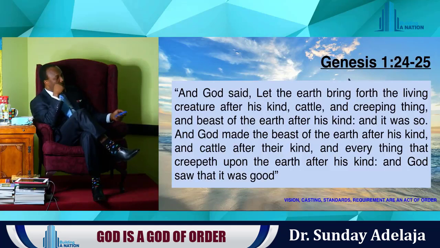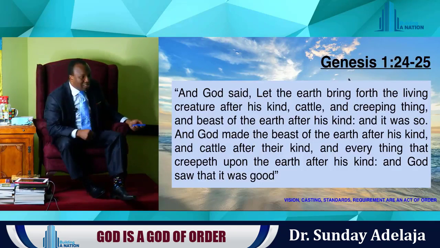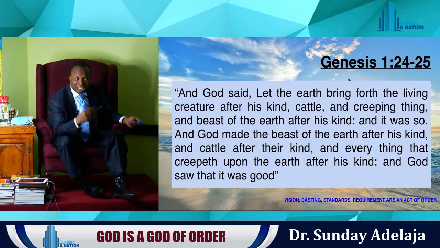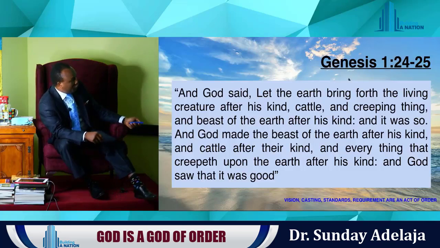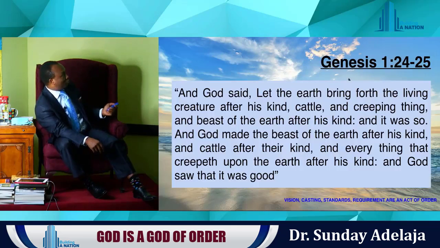What is this we are seeing here? We are seeing here vision casting. We are seeing here standards, requirements. These are all acts of order. These are all fragments of order, components of order, manifestations of order, vision casting. Can anybody see vision casting here? Standards, requirements. If not, let me show them to you.